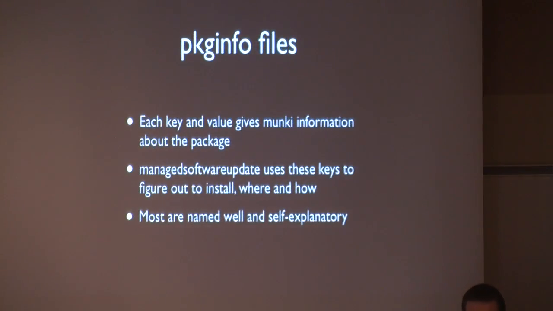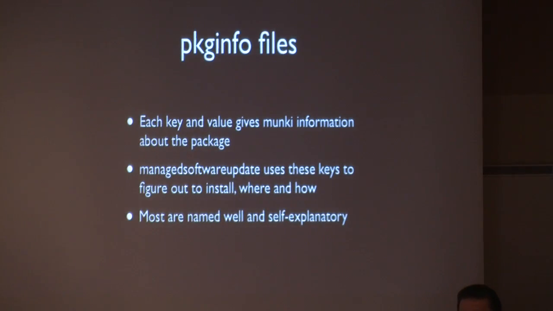So package info files, as I said, are metadata about the things you're installing. And they have key value pairs. If you've ever looked at XML, it's just standard XML format. You have a key, the name of the key, and then the value, whether it's a string or a bool or an array or what have you. And Managed Software Update uses these keys to figure out what to install, when, where rather, and how.